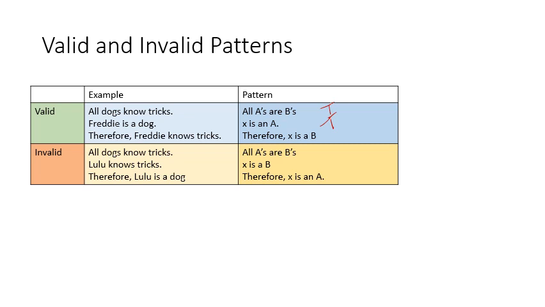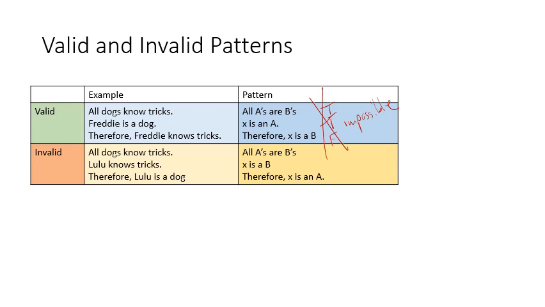Right? It's impossible for both of these premises to be true and the conclusion to be false. So this is just something that can't happen. And this goes back to the definition that I gave in the previous slide. So true premises, false conclusion is something that can't happen with this pattern.